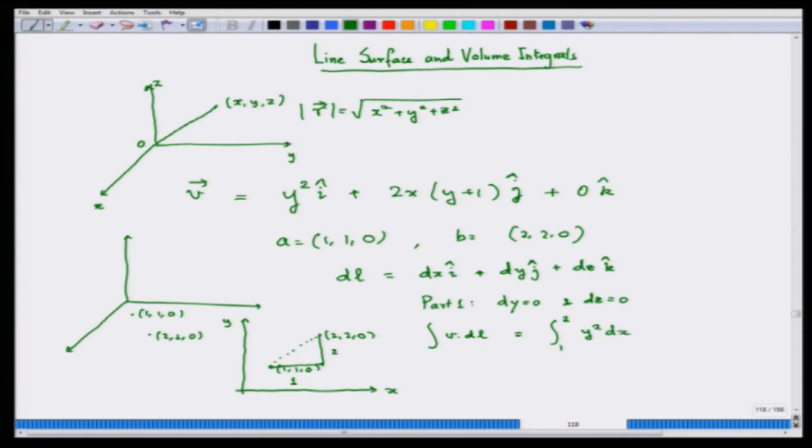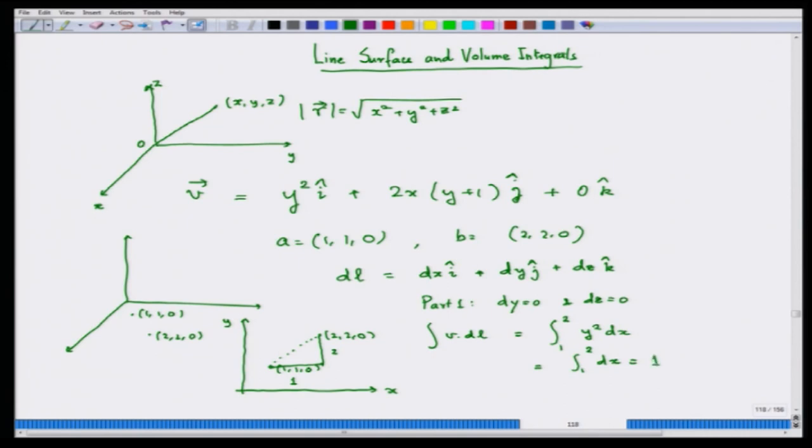What is y here? y has maintained the value 1, it has not changed. You see, we are changing horizontally, so there is no change in the y value. While x is changing from 1 to 2, y remains at the value 1. So, basically it becomes integral from 1 to 2 of dx. So, this becomes 1.